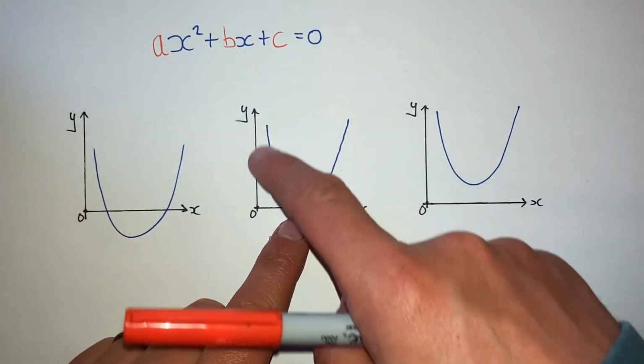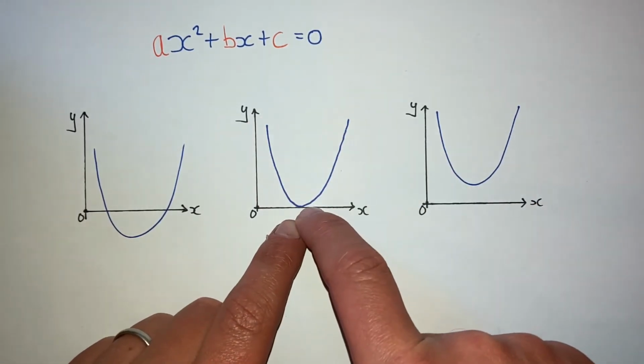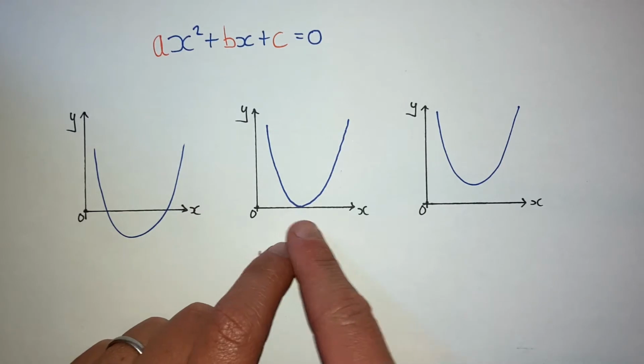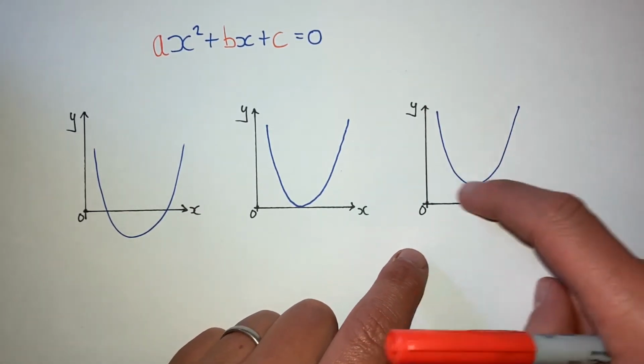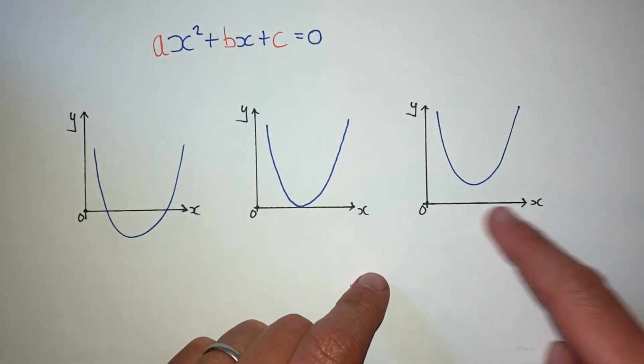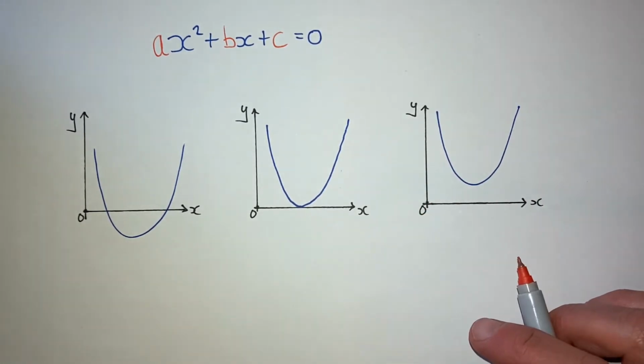Here the curve touches the x-axis in one unique place, so there's only one root, and here there are no roots because the graph does not cross the x-axis.